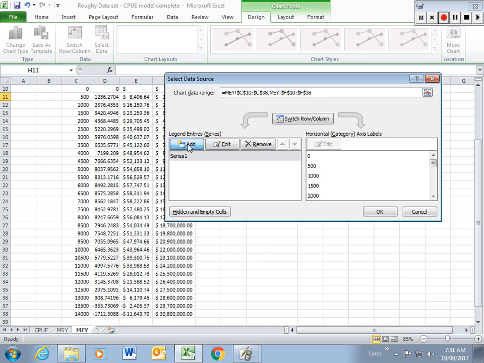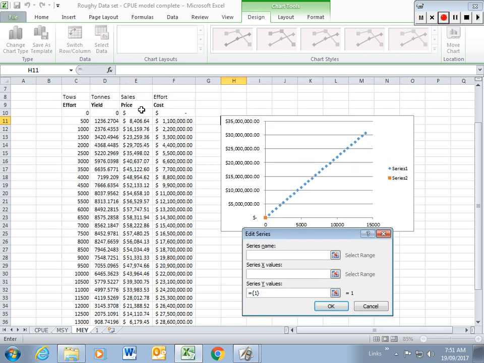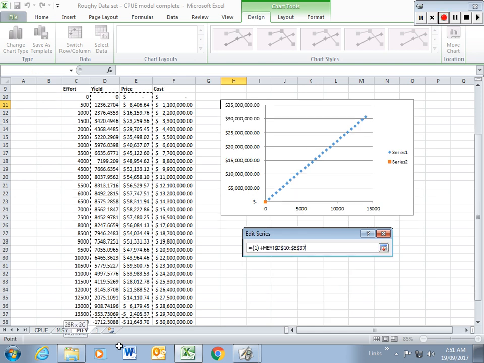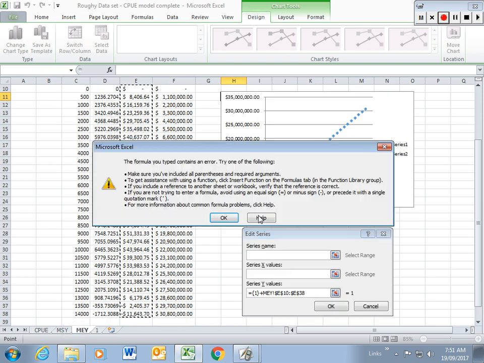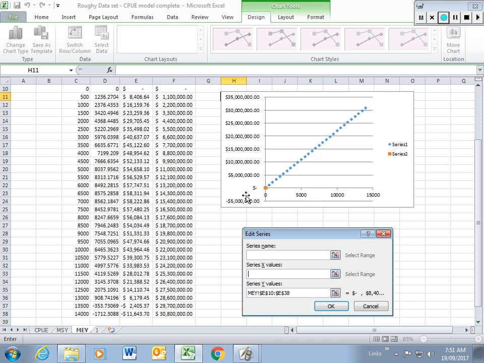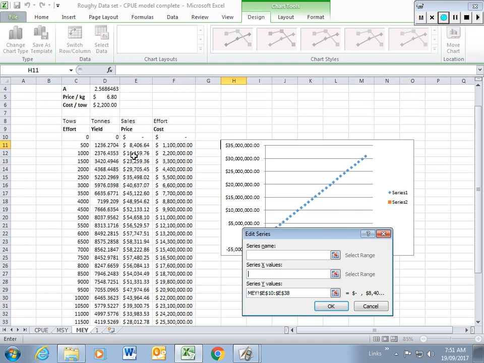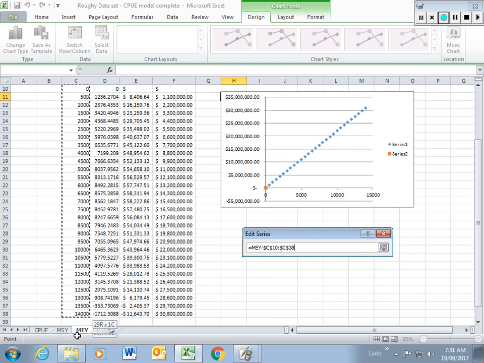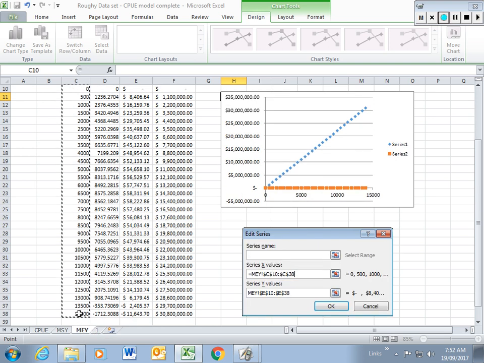And then we're going to add another series and we're going to put in our Y value as our price. Okay, and it's got this little sketchy bit at the start here. And the X value for that is effort. No, it's not, sorry. Boo-booed that.